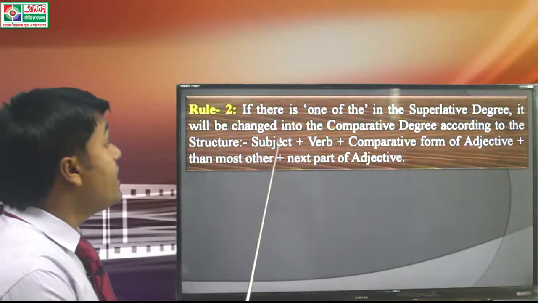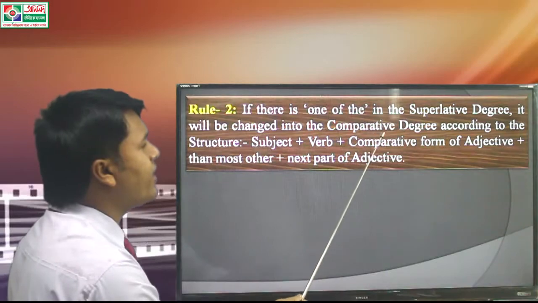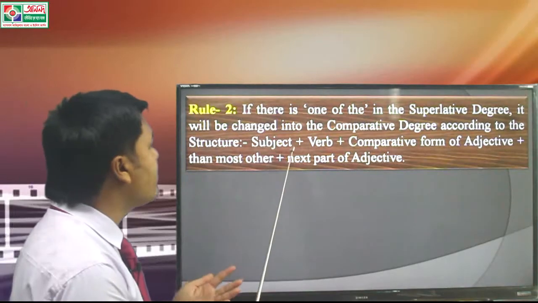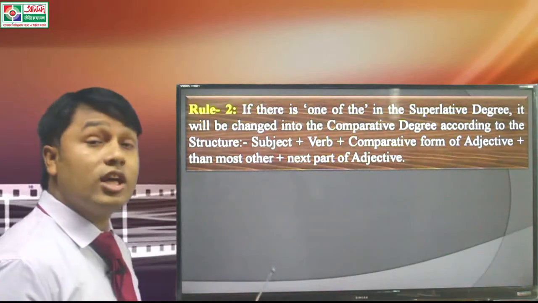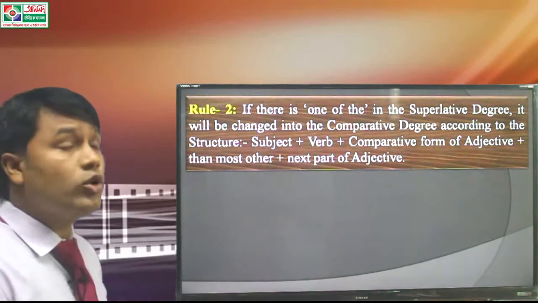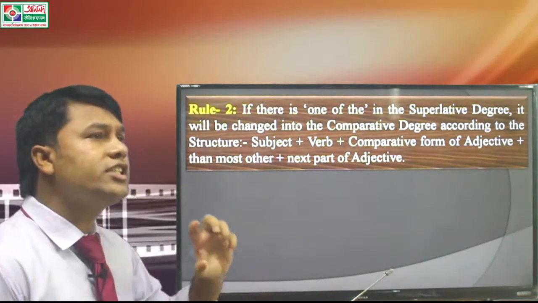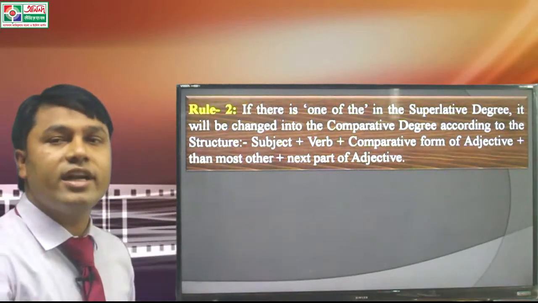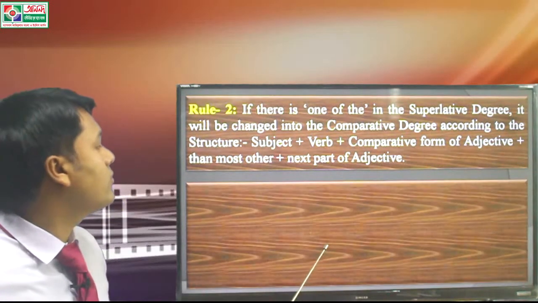Rule number 2. If there is one of the in the superlative degree, it will be changed into the comparative degree according to this structure. Firstly, we use subject plus verb plus comparative form of adjective plus than most other plus next part of the sentence. Dear students, here it must be noted that if we find one of the in the superlative sentence, we will change it to than most other or than few other in the comparative sentence. Okay guys, let's check some examples.